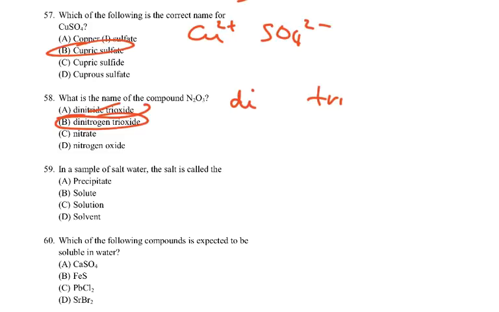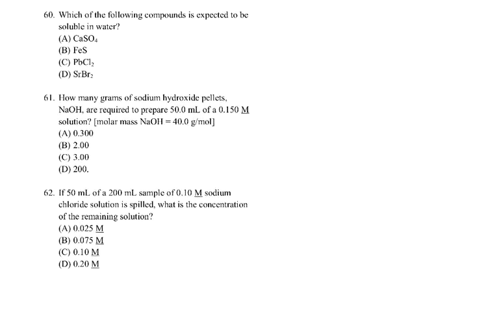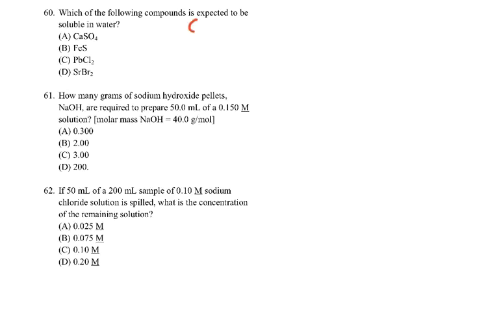59. In a sample of salt water, well, water is the solvent, and salt is the solute. Answer B. Okay, which of the following compounds is expected to be soluble in water? Okay, we can use our chart and just look up which one on our chart says aqueous. When we do that, we're going to find out that it is SrBr2. So we're going to actually have to use that chart that's given on the back of the periodic table and look those up, and that's the only one. All the rest are going to say solids. SrBr2 is going to say aqueous.